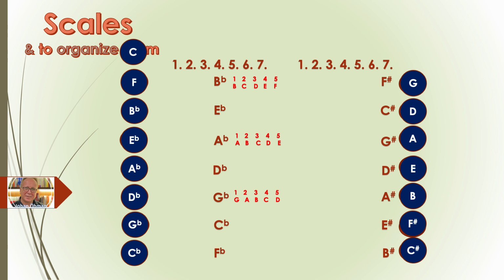B, C, D, E, F. That's 5. Remember? So if you come in on a G flat and you don't know what key that would be in, just count 5 from G flat. So that would be G, A, B, C, D, and then you're in D flat.